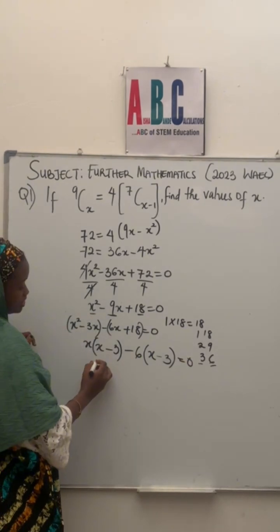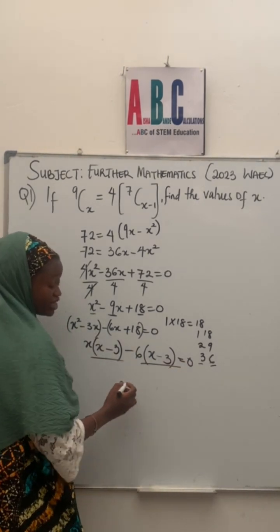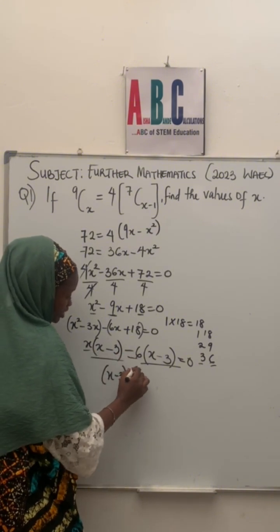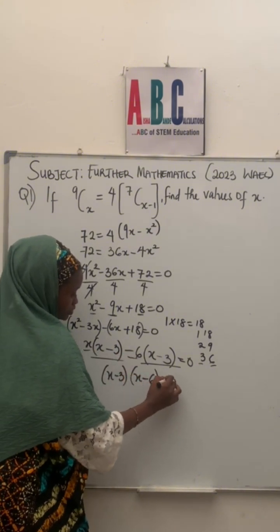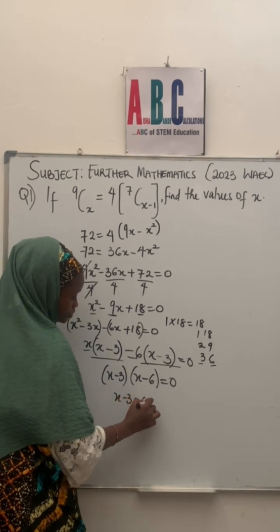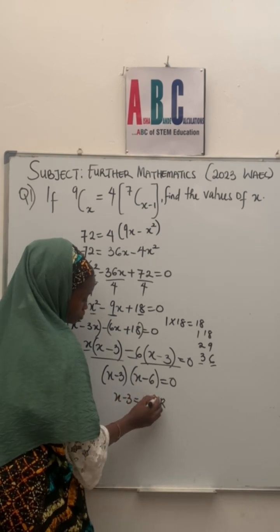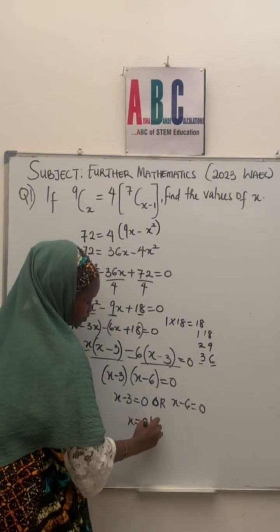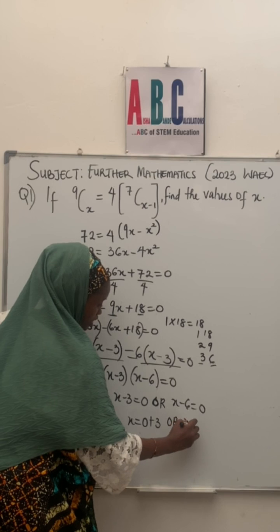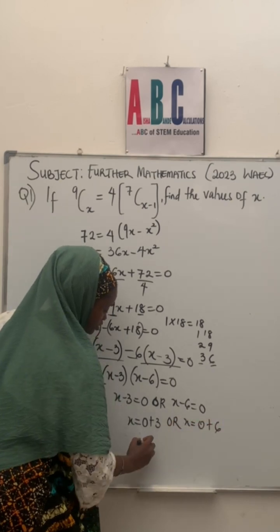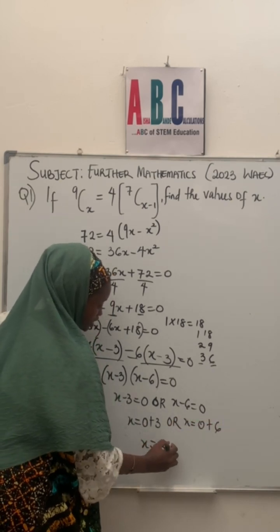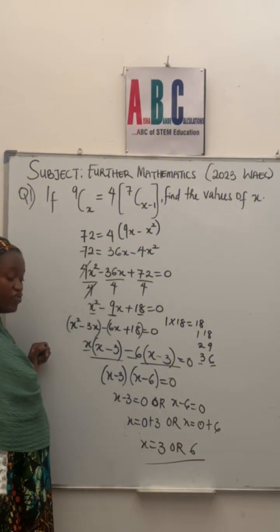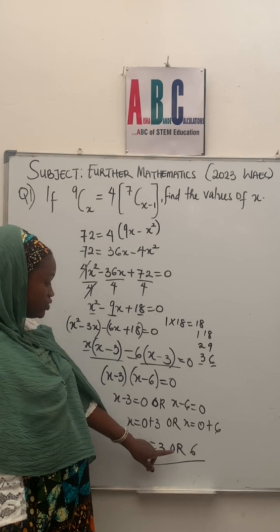So at this point here, we can see that what we have in the two brackets are the same, so we pick x once. We have x minus 3, and we pick what we have outside the brackets, which is x minus 6 equals to 0. So this means x minus 3 is equals to 0, or x minus 6 is equals to 0. This means x is equals to 0 plus 3, or x is equals to 0 plus 6. So x is equals to 0 plus 3 here gives us 3, or x is equals to 0 plus 6 here gives us 6. So the values of x at the end is 3 or 6.